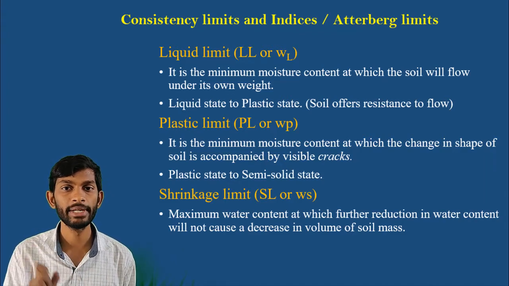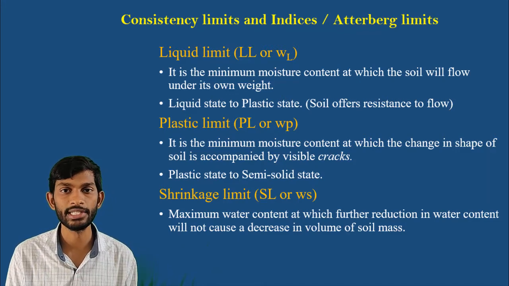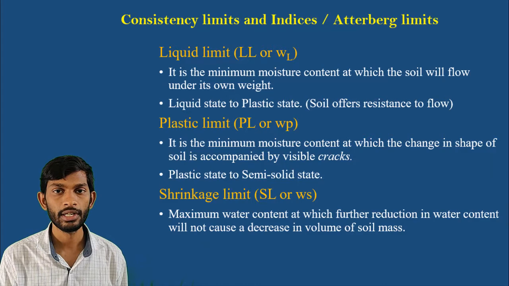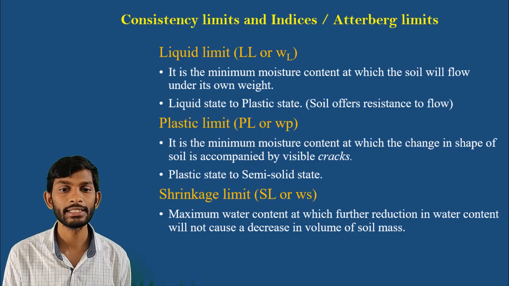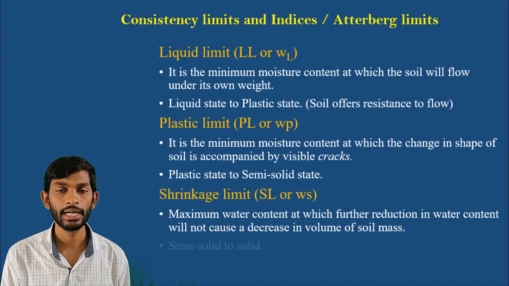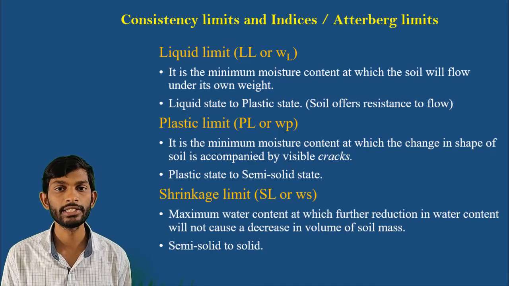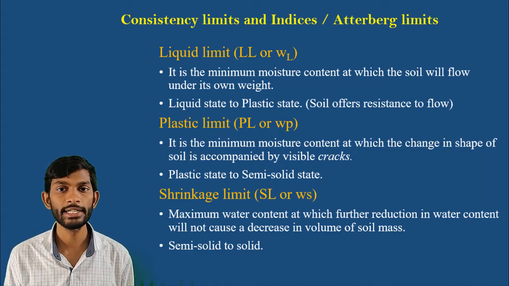Okay, shrinkage limit, what does it indicate? The shrinkage is getting limited, or stopped, at this stage. You don't find any volume change if you go on decreasing the water content. That is what the definition says. So once again, it is the maximum water content at which further reduction in water content will not cause a volume change, and this limit is called the shrinkage limit. In shrinkage limit, the soil converts from semi-solid state to solid state.